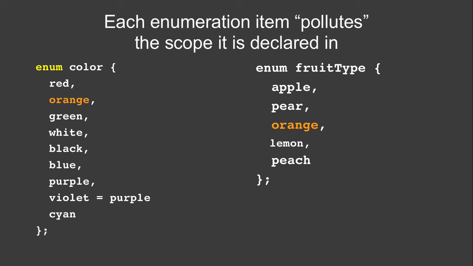But there is a problem. We usually declare enumeration in a global scope, and each of the items is basically added as another identifier for the scope. So if we declare a second enumeration, fruit type, and we also have orange there, then we have a collision, and the compiler will give you an error about that. And it doesn't have to be another enumeration. It could be a variable, for example, or anything else.